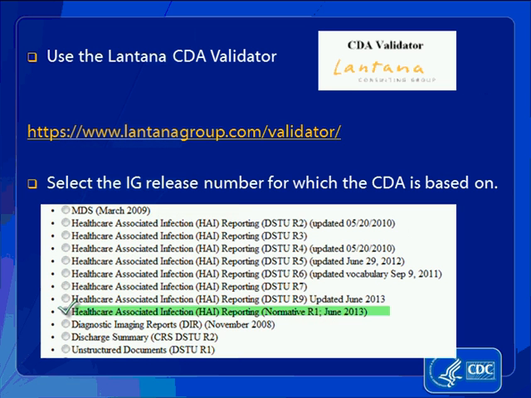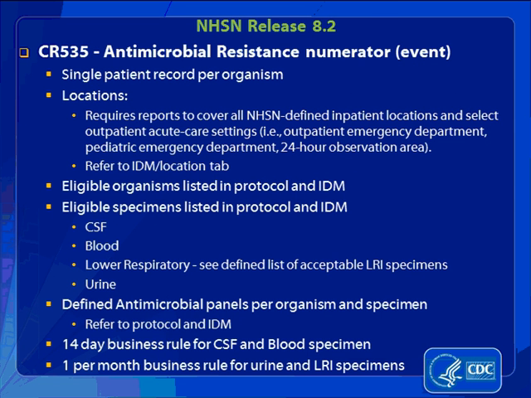Make sure you use the Lantana CDA validator. As always, each time they create an IG, they add the item to the list of validations. So you want to make sure you select the IG release number on which the CDA is based. So for the AR, you would check the one selected there in green, which is the normative R1. If you were still doing your R9s, you would select the one above it, the DSTU R9, and so on. So make sure you select the correct one.